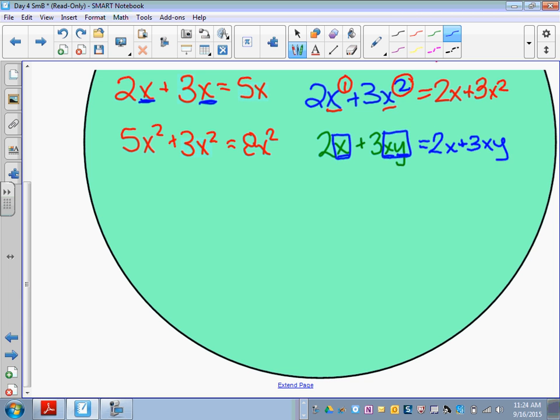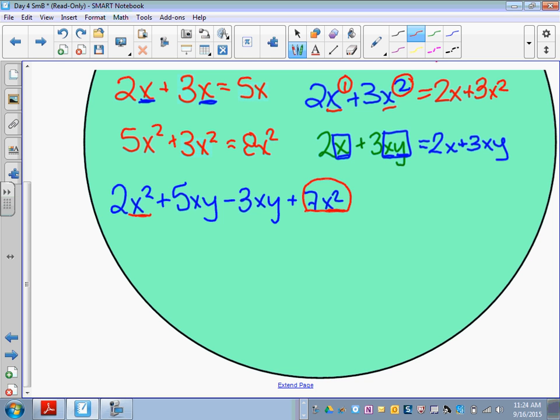So let's take a look at an example in which you could combine things together. So let's say we have 2x squared plus 5xy minus 3xy plus 7x squared. Alright, so we have x squared and x squared, so we can combine these together. So I have a positive 2 and a positive 7, so I have positive 9x squared. Again, we just combine our coefficients together.